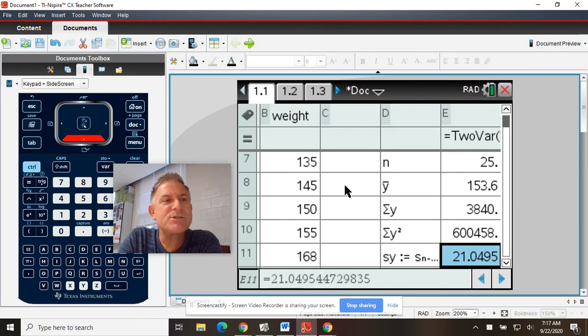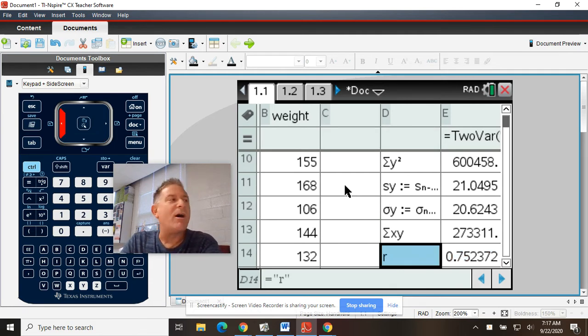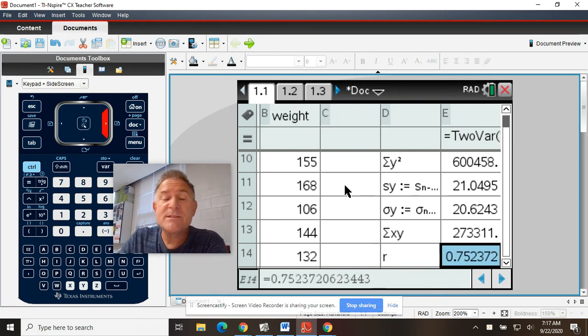Correlation is so special it gets its own letter, and it's going to be R. Write this down: R is going to stand for the correlation coefficient. Look at this one, 0.75. That's not too far away from 1. So that's going to mean, in general, as heights increase, weights tend to increase for males in my AP Stats classes.